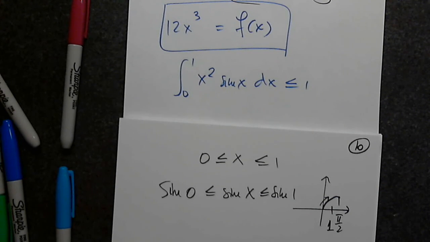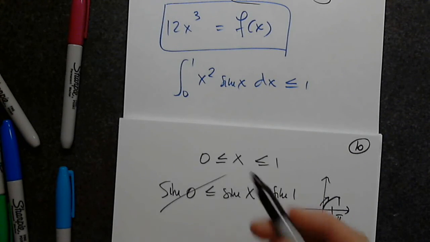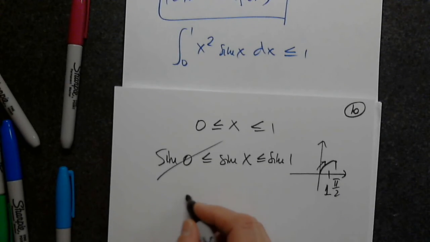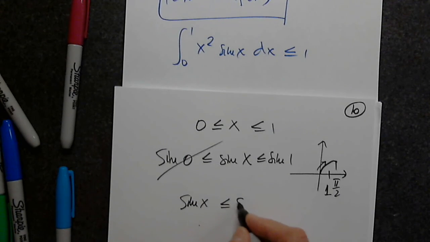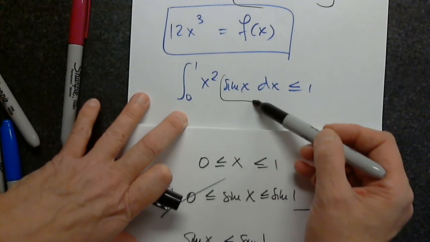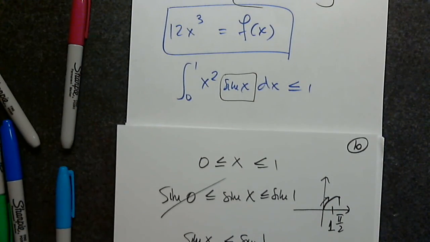As you see, the integral does not have the left-hand side, so I'm going to drop this side. There's nothing wrong with it, but I don't need it. So this is 0, but I don't need it. So I have that sine x is less than or equal to sine 1. So I managed to build this piece right here. But I'm not done building the function. What should I do now? Because I need that x squared in front.